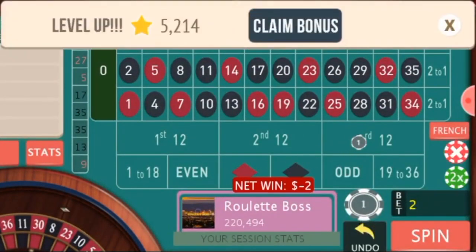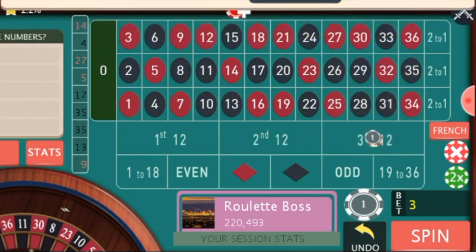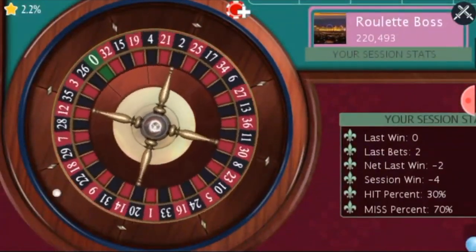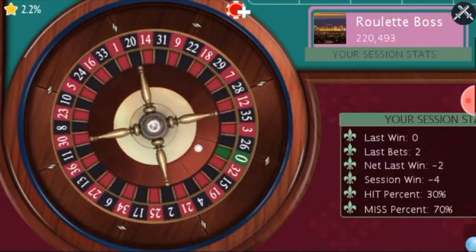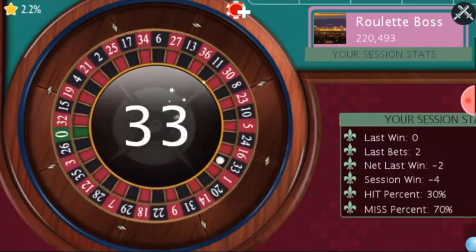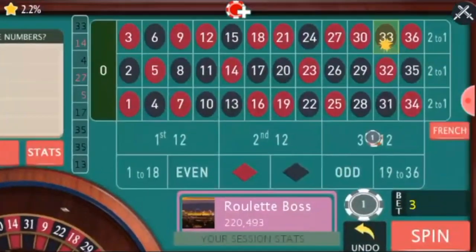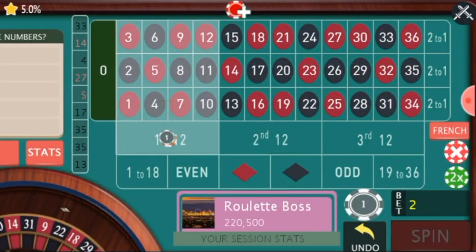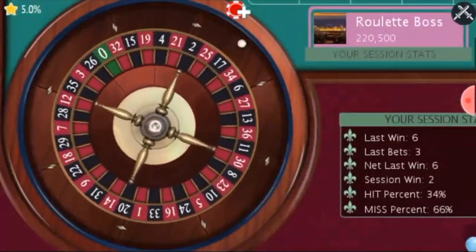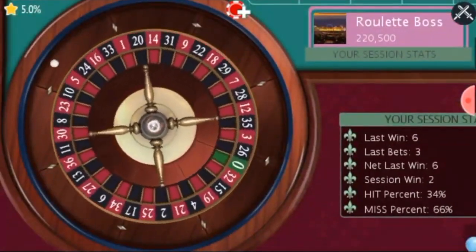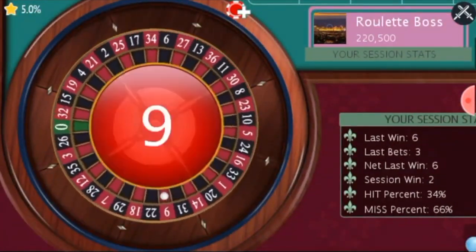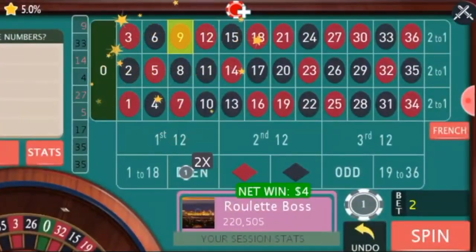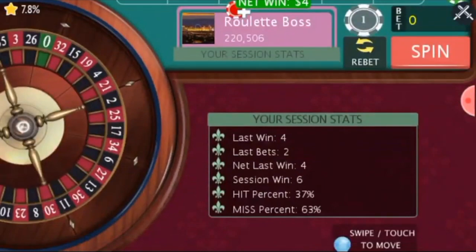So we add 1 unit to our base bet. We follow the chart. Tells us to bet on the 2nd dozen. This is spin number 1. Playing for anything greater than 3 units in profit. We have a hit on spin number 1. We minus 1 unit from our bet. We continue the count. Spin number 2. And we have a hit on spin number 2. So we're up to 6 units in profit.